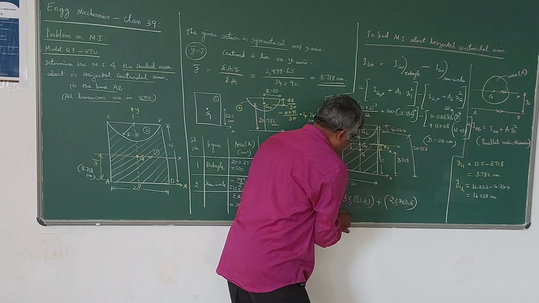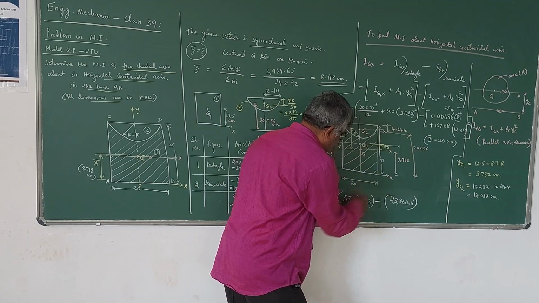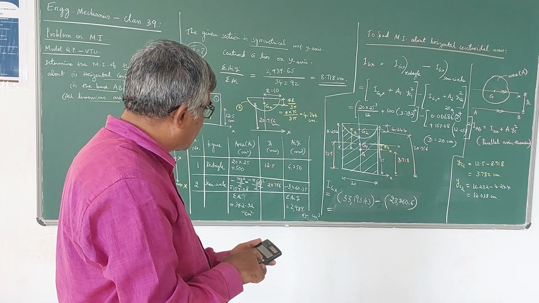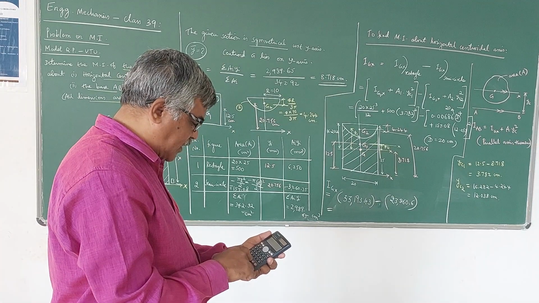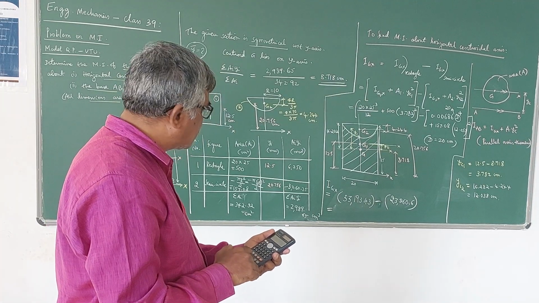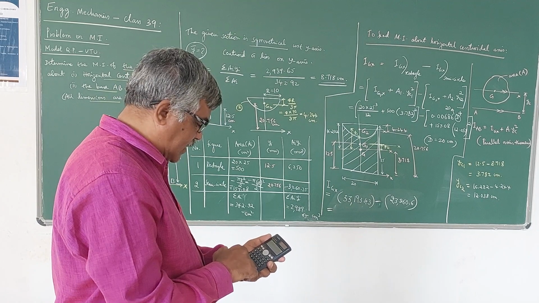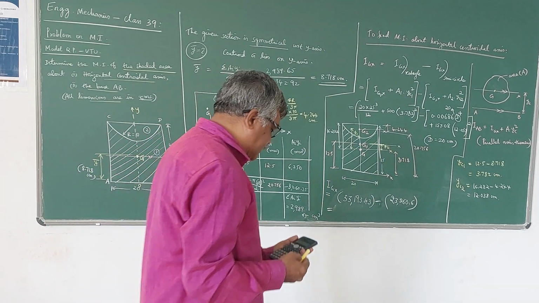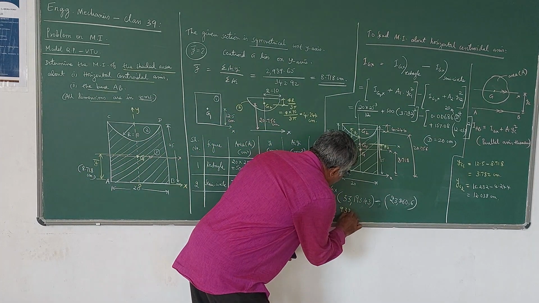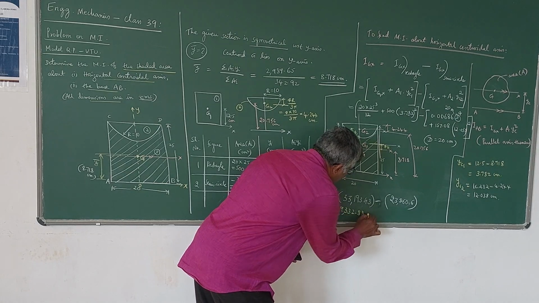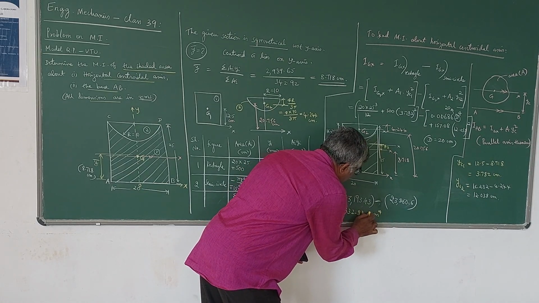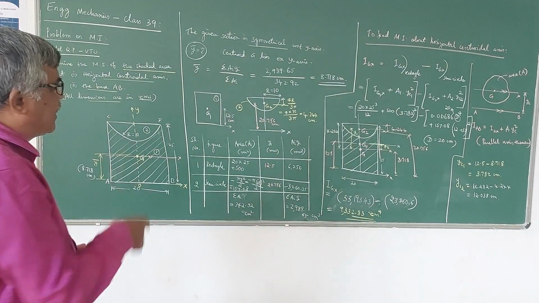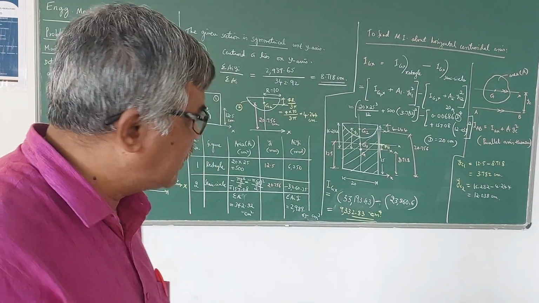Now if you subtract this from this, you will get the MI of the composite section, that is the shaded area. So what the answer is: 33193.43 minus 23860.6. So the value is 9332.83 centimeter power 4. So that is the unit. This is the moment of inertia of the shaded area about its horizontal centroidal axis.